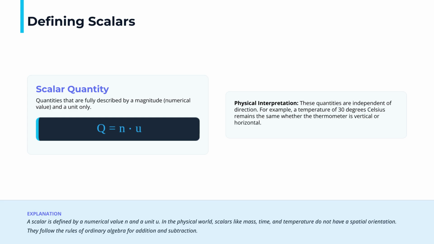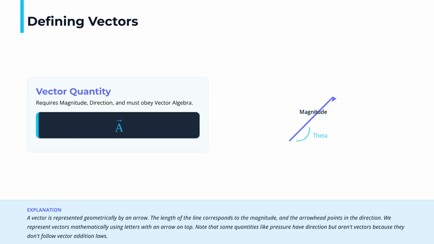Scalars like mass and temperature are independent of direction and follow the rules of ordinary algebra for addition. A vector quantity requires magnitude, direction, and must obey vector algebra. It is represented geometrically by an arrow, where the length shows the magnitude and the arrowhead points the direction.